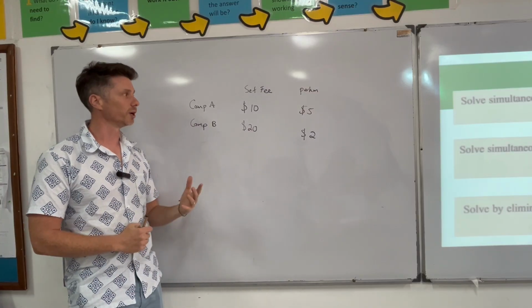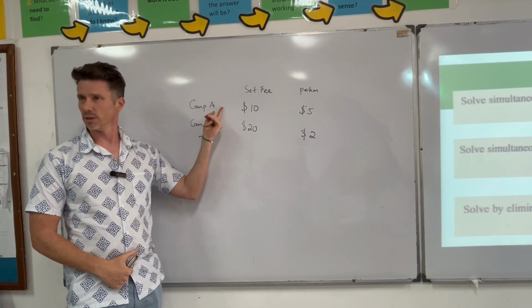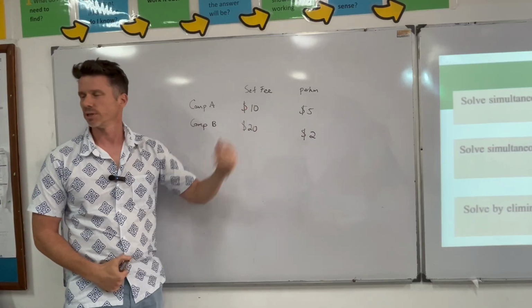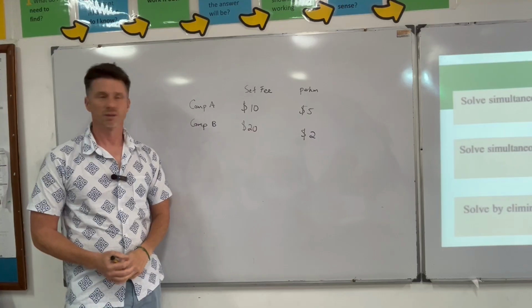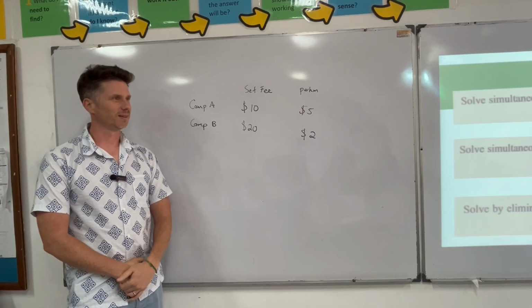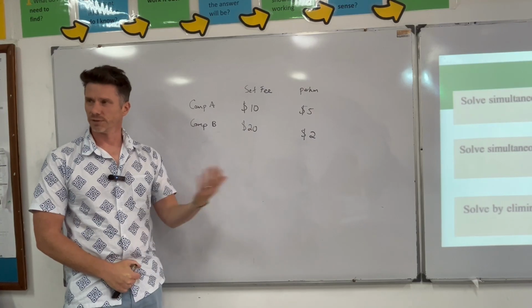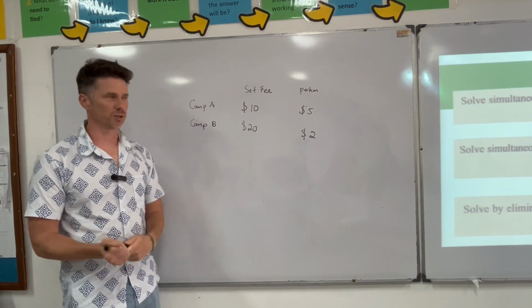If you're going 1 kilometer, it's definitely going to be cheaper for company A. It costs 10 plus 5, which is $15. Going 1 kilometer with company B is 22. Okay, so we can solve this using simultaneous equations.